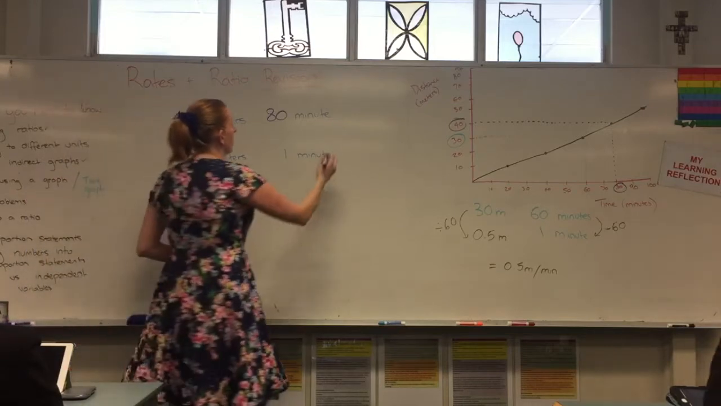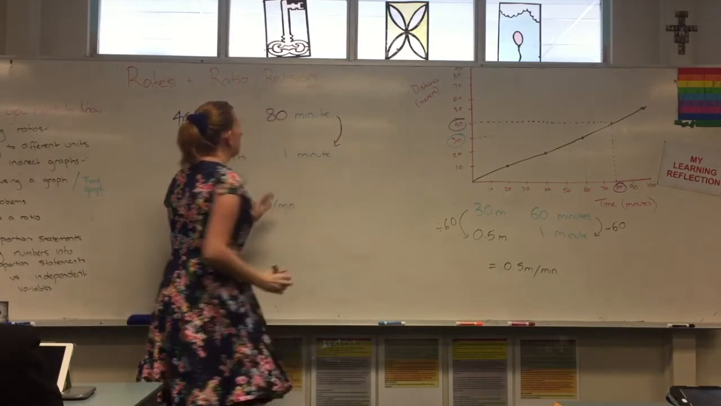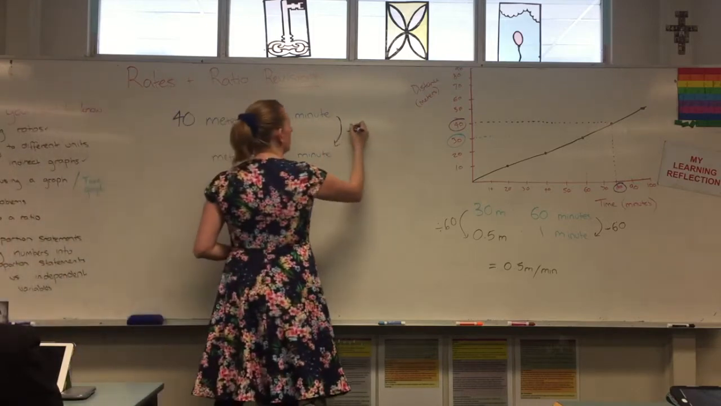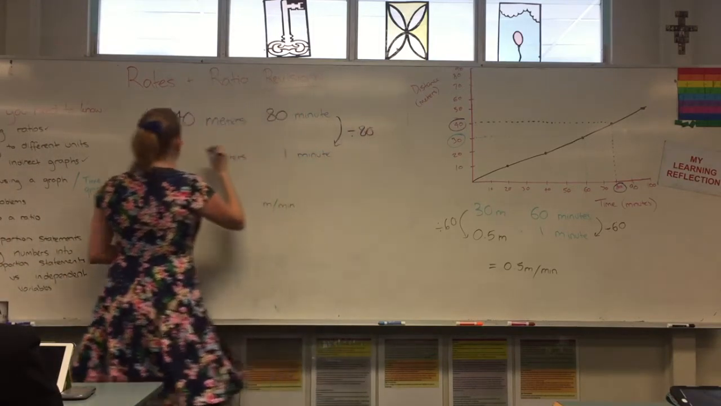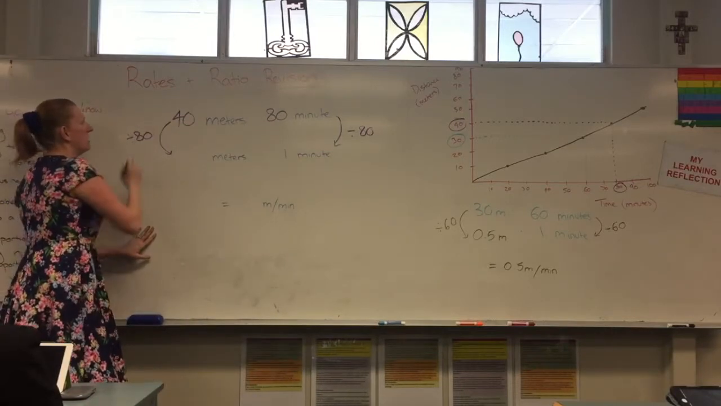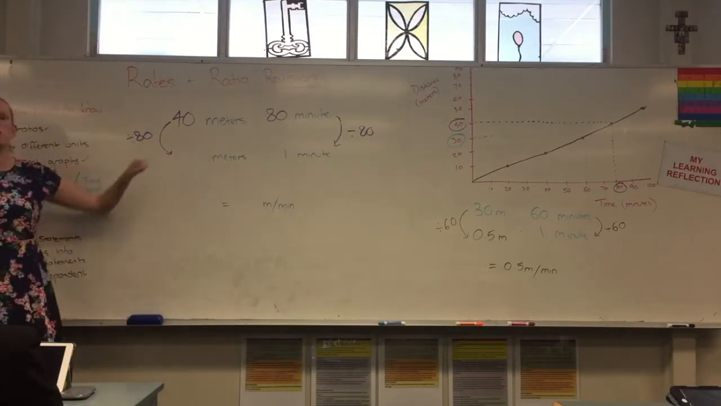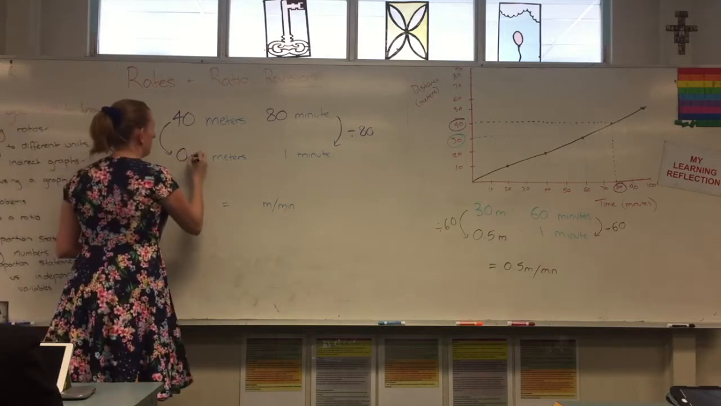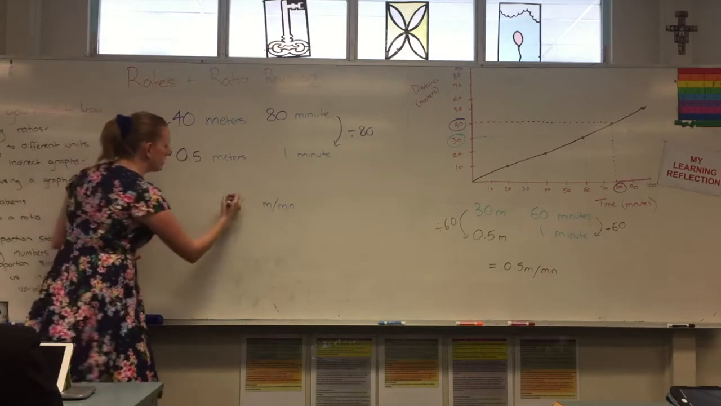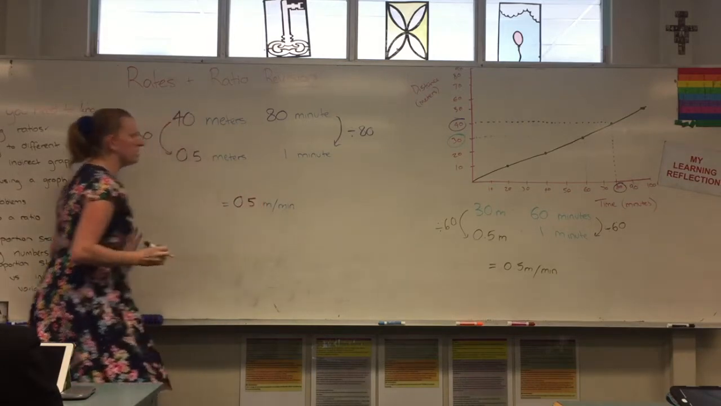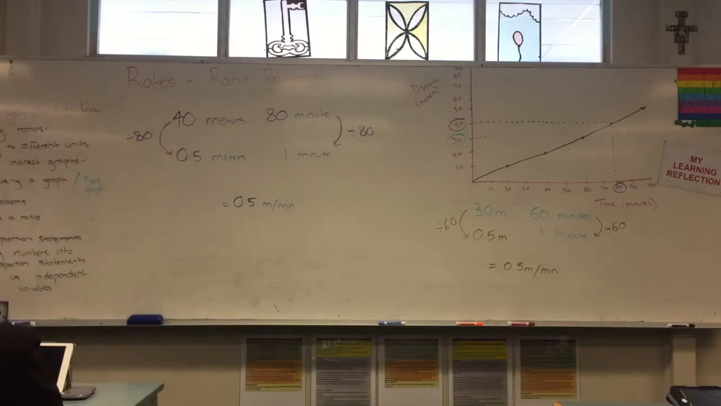Cool. So, how do I go from 80 to 1? Great. Divide by 80. What am I going to do to the other side? Divide by 80. So, how many 80s go into 40? Yeah, 0.5. Because 40 is half of 80. Therefore, they've been travelling 0.5 meters per minute. So for every 1 minute that passes, they're going half a meter.